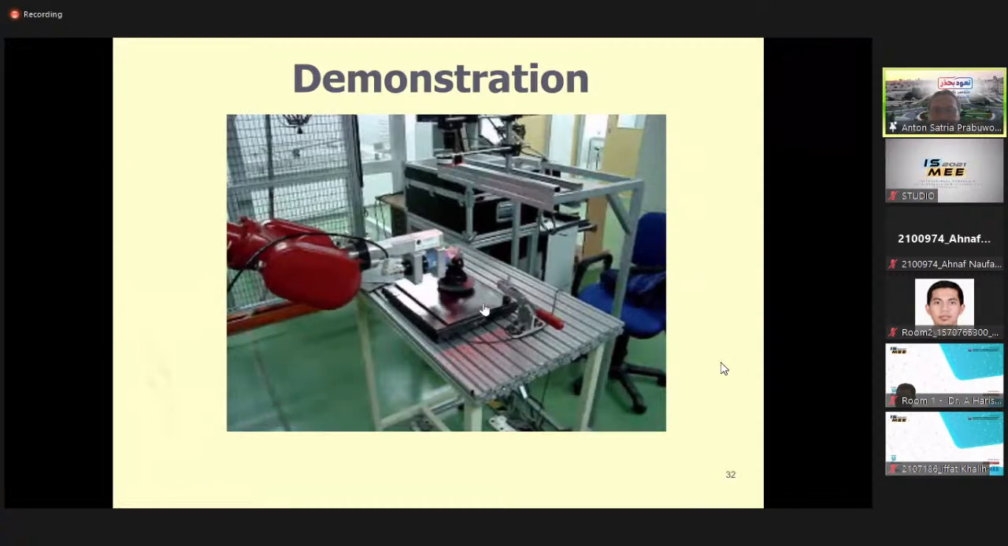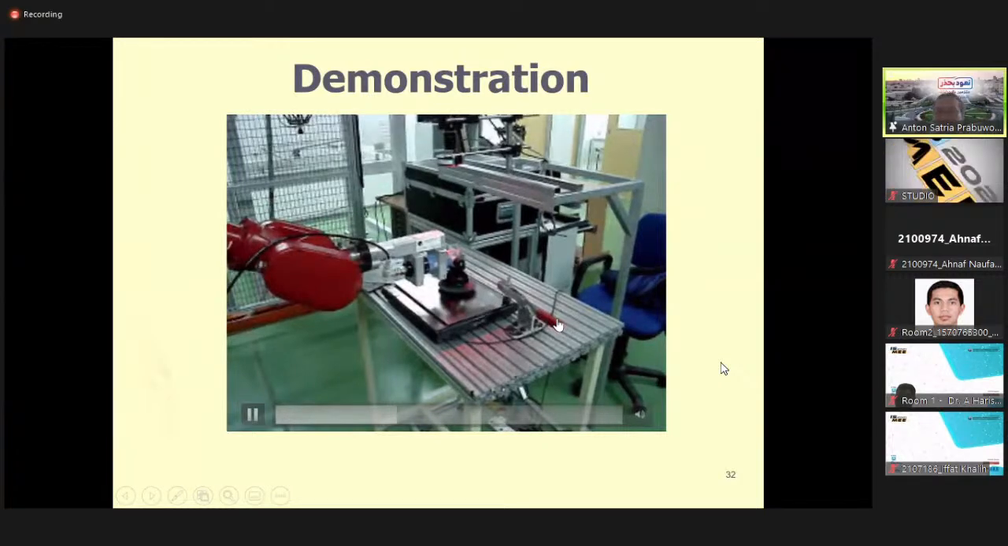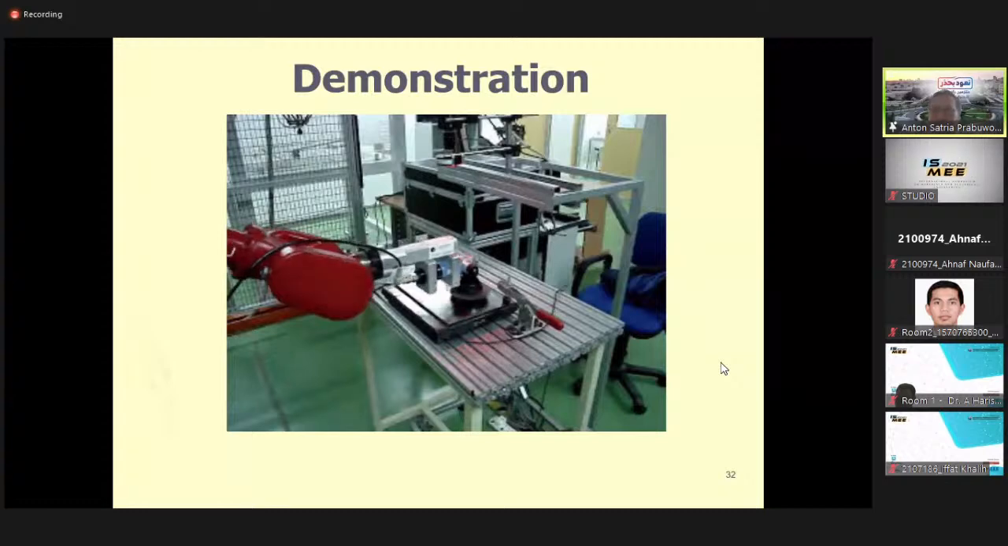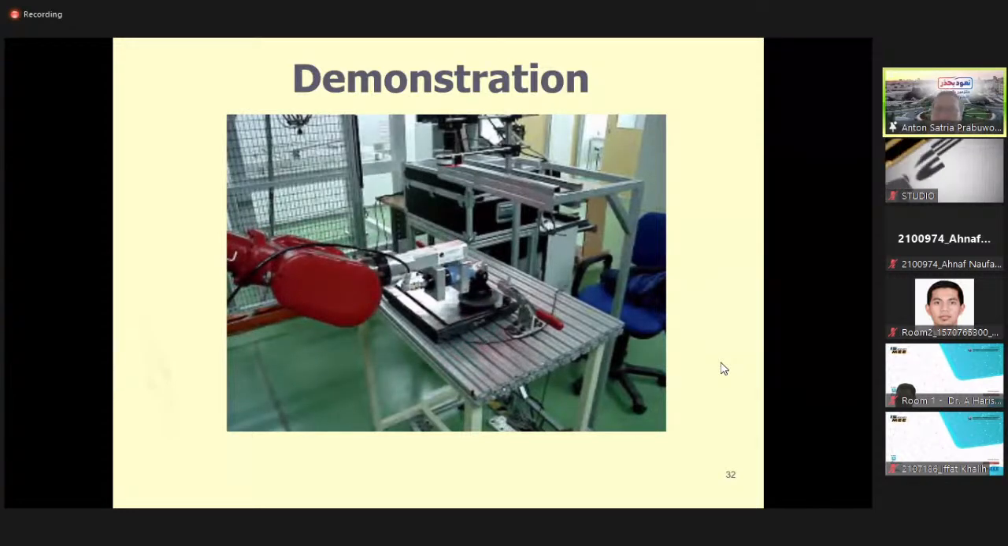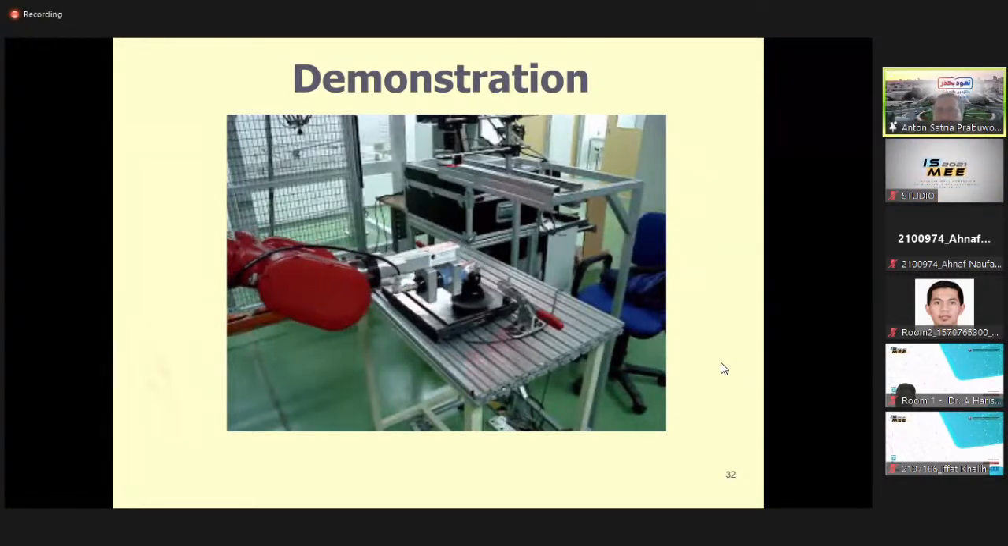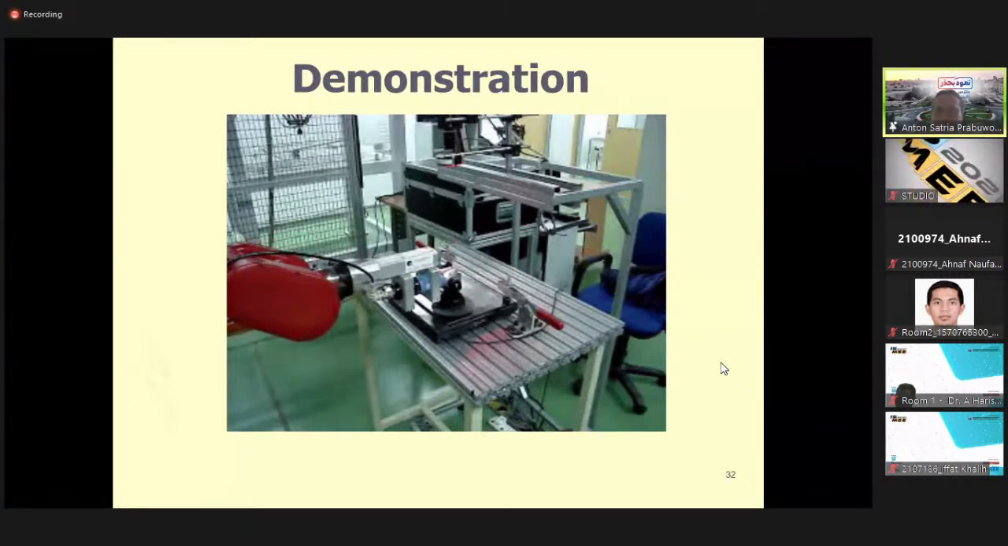You can see here that when the robot moves slowly, it needs more time to perform the polishing process, and sometimes it needs to increase the force, because it detected that the surface defect level is difficult to remove. So that's why it needs more time and more force in order to perform the polishing process.